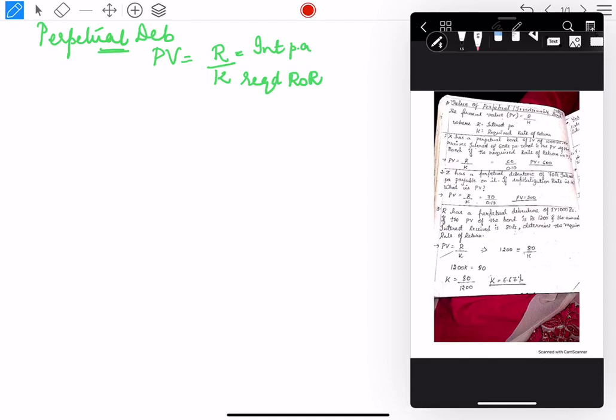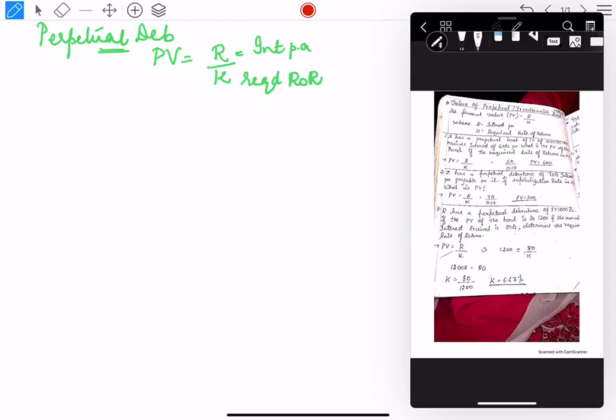Very simple, girls. These are like 1 markers. X has a perpetual bond of face value 1000. We don't need to know the face value of a perpetual bond because the company is not going to pay this unless it goes into liquidation. So X has a perpetual bond. Let's not worry about the face value. It is given there, no doubt, but let's ignore it for the time being.